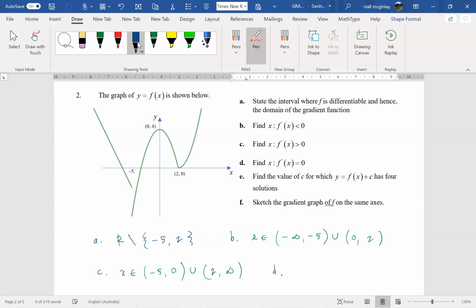Where the gradient is 0, there's this part here. So here it's going to be at x equals 0, which will be your only point where the gradient is 0.